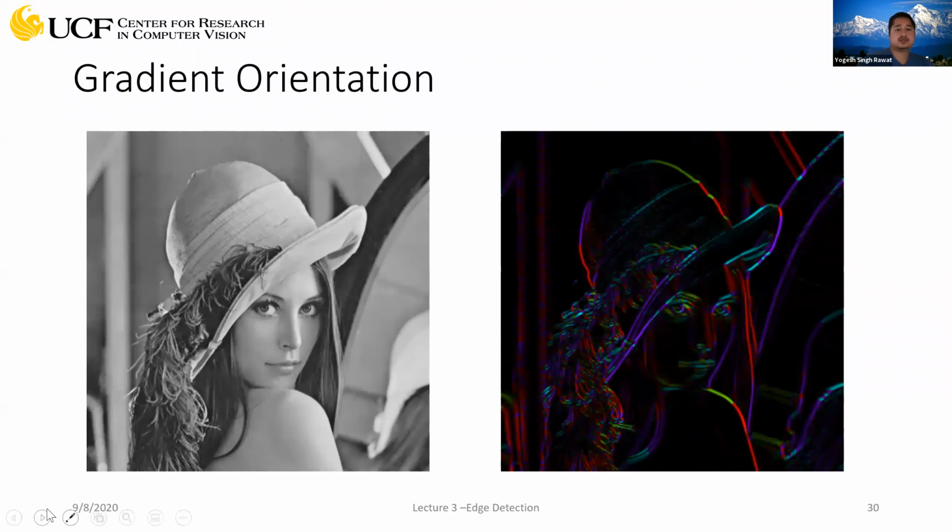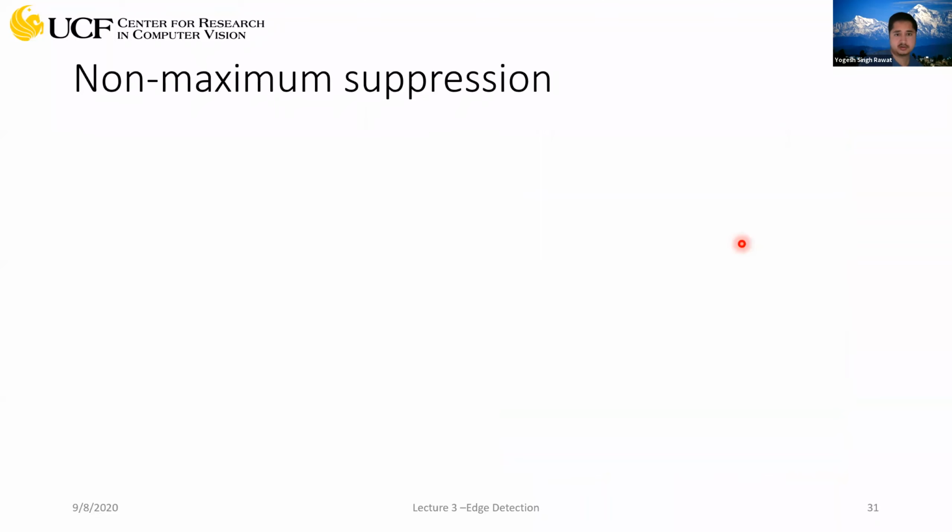Now, we will also make use of the direction of the gradients. This is a nice visualization of the directions. Each color represents one particular direction, and you can see how the color is changing. That's just representing the direction of the gradients. All right, so as we discussed, we have two extra steps apart from that. The first one is non-maximum suppression. So let's see what this is.